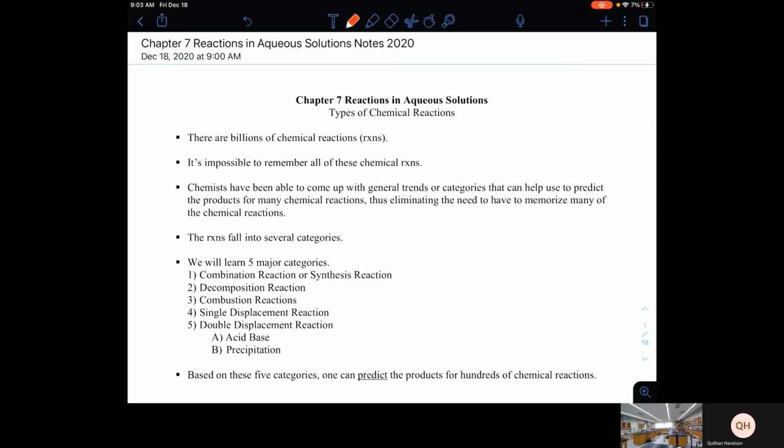Now, in this class, we are only going to focus on 5 different types of chemical reactions. We're going to look at the combination reaction, which is sometimes referred to as a synthesis reaction as well. You'll typically hear me refer to it as just a combination reaction. We'll take a look at the decomposition reaction, the combustion reaction, the single displacement reaction, and the double displacement reaction, both the acid-base double displacement reaction and the precipitation double displacement reaction. So moving forward into the notes.